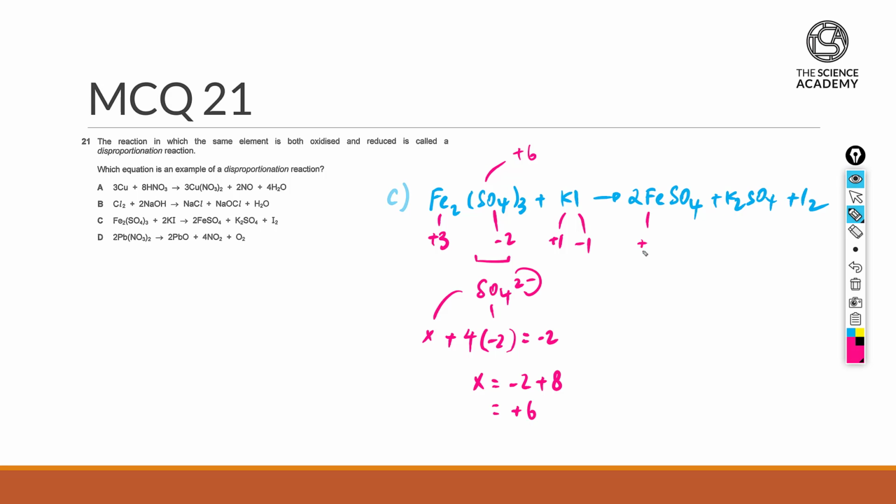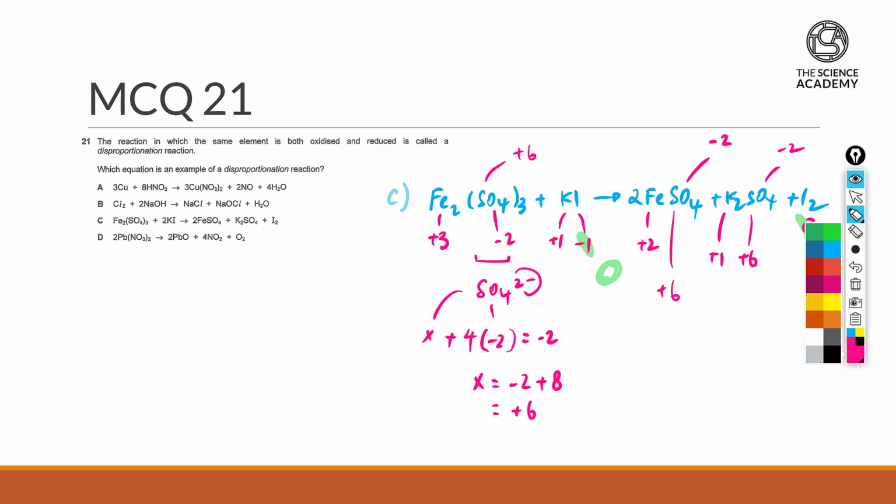Now we do see that iron drops down to +2. Oxygen will still be -2. The sulfur here will still have an oxidation state of +6. Potassium +1, +6 for sulfur, -2 for oxygen, and then 0 for iodine. Now doing the comparison, iodine went from -1 to 0. This itself is considered an oxidation process. For iron, it went from +3 to +2. This is a reduction event, but none of the elements actually go through oxidation and reduction at the same time.